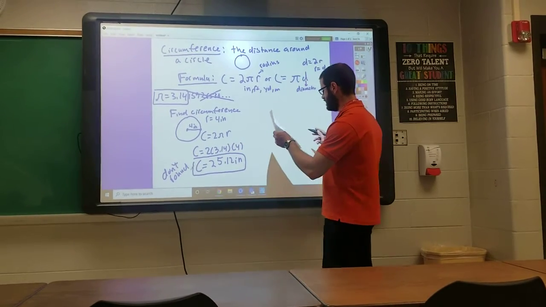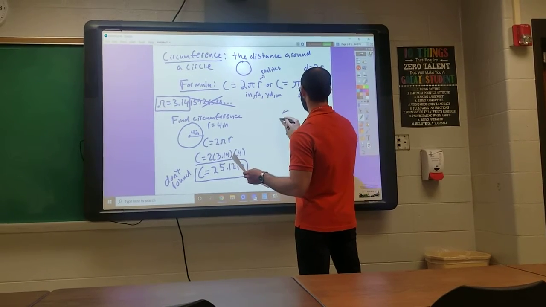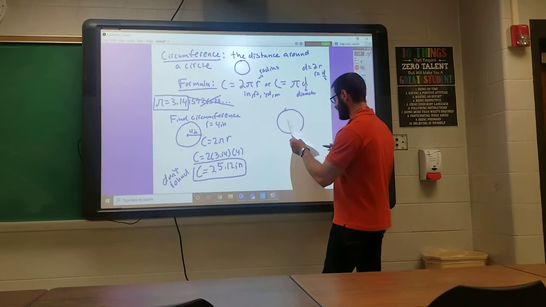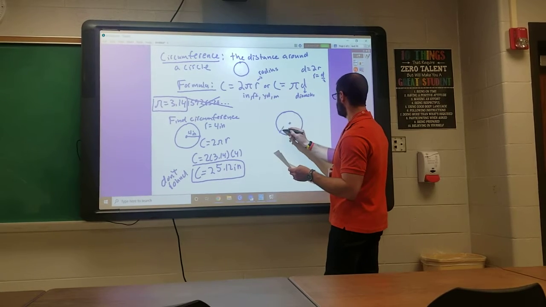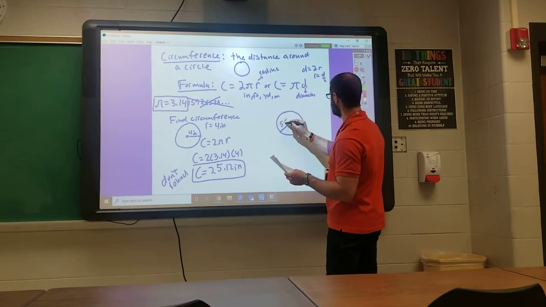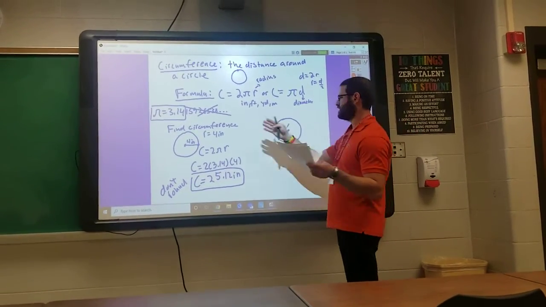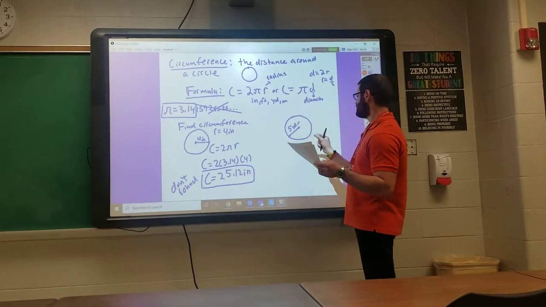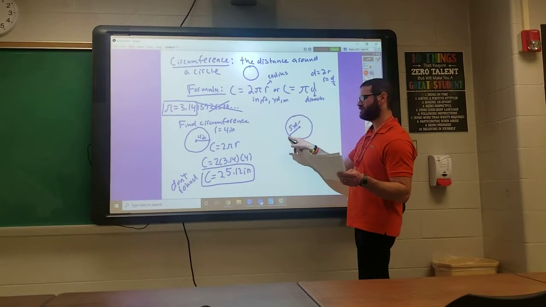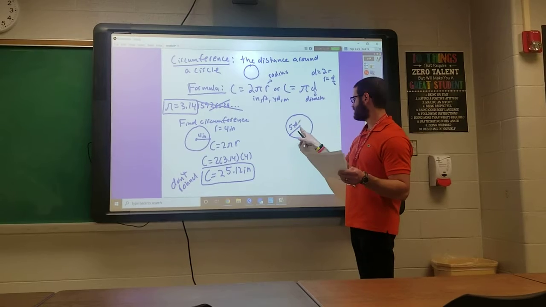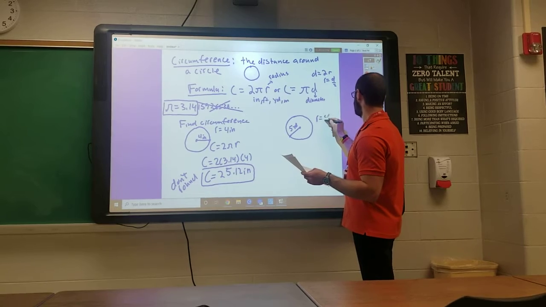Okay, so let's try another one. Let's say you have a circle, and here's the center point, and you have a distance of 5 yards. I'm identifying this as the center point, and I say find the circumference. 5 yards represents what? Just like over here, we have a radius represented. This is the center, this is the edge of the circle, that distance there, half the way across the circle, is the radius. So the radius is equal to 5 yards.